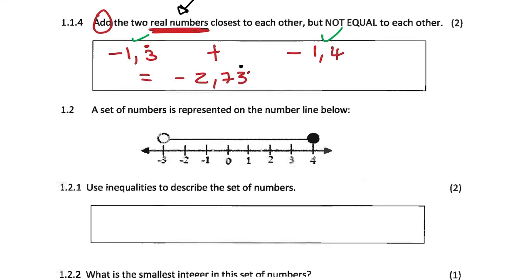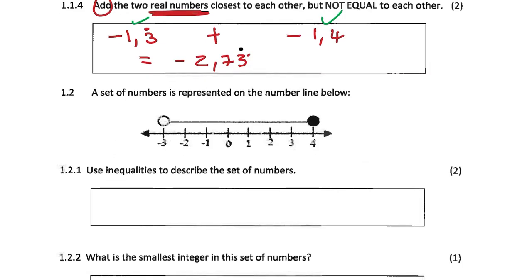So now if we move on to the next question, they say a set of numbers is represented by a number line below. They say use an inequality to describe the following set of numbers. If we see this set of numbers represented by this, we can clearly see we have all of the numbers in between negative 3 and 4. So this is going to be real numbers.